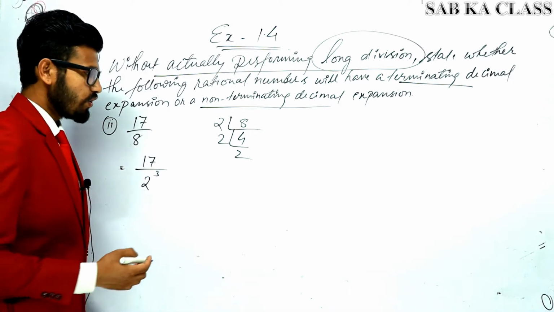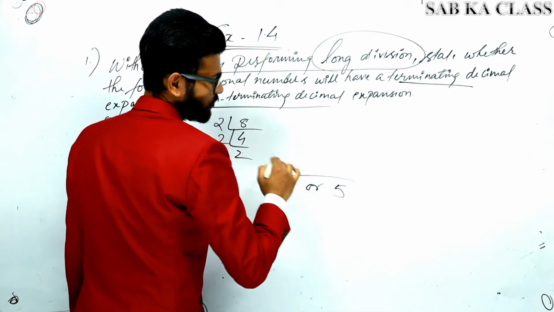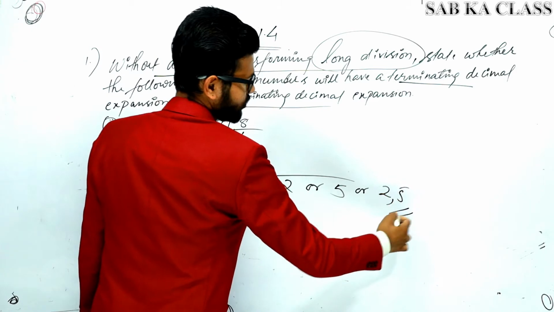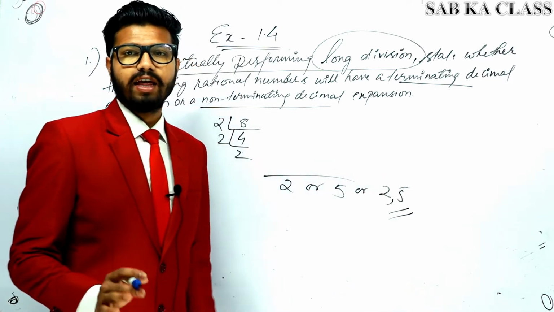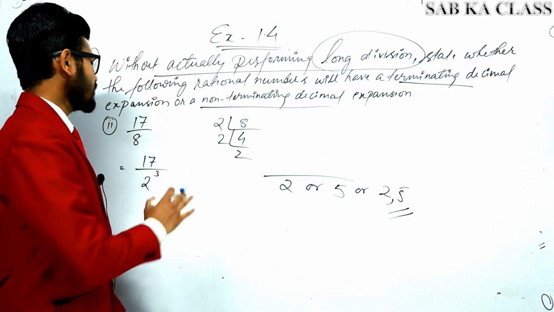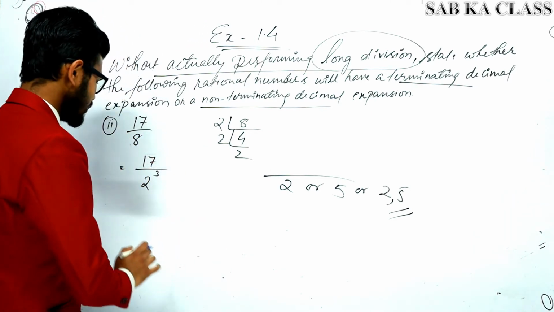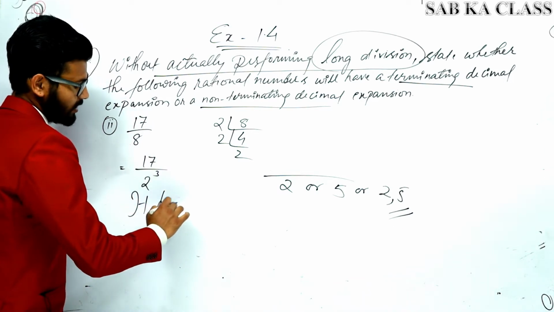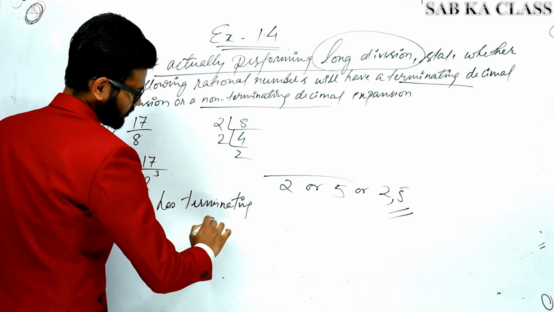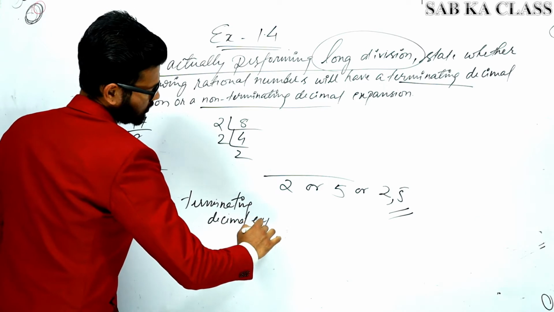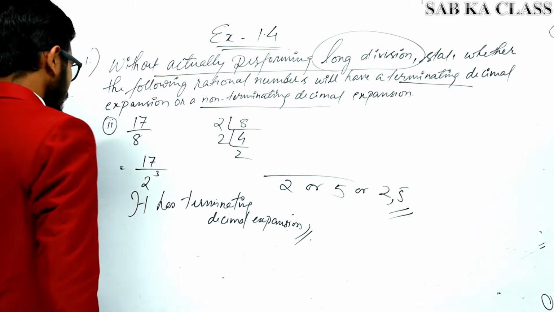So just remember that if the denominator is only 2 or only 5 or 2 and 5, then we can clearly state that the decimal expansion of this fraction will be a terminating decimal expansion. I hope it is very clear. Just remember this one.